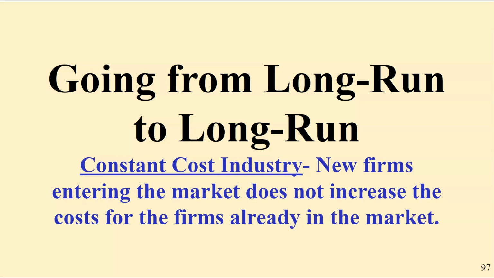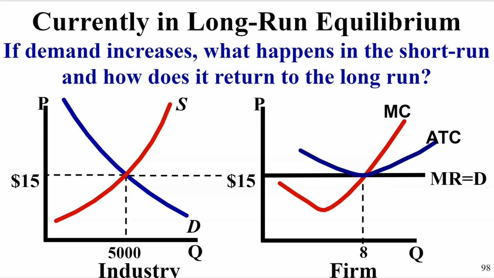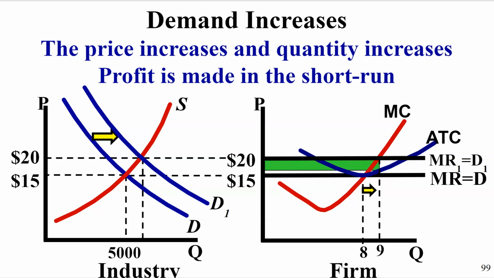And this is a realistic approach. Remember, long run doesn't always mean the same time period, so it can vary. But the idea here is we are starting at long run. You can see ATC meets MR equals D at its minimum. And in this industry, we've got demand increasing, maybe because a taste and preference has shifted over time. We move along the supply curve to the new demand curve and create a new MR equals D at that higher price level of $20.